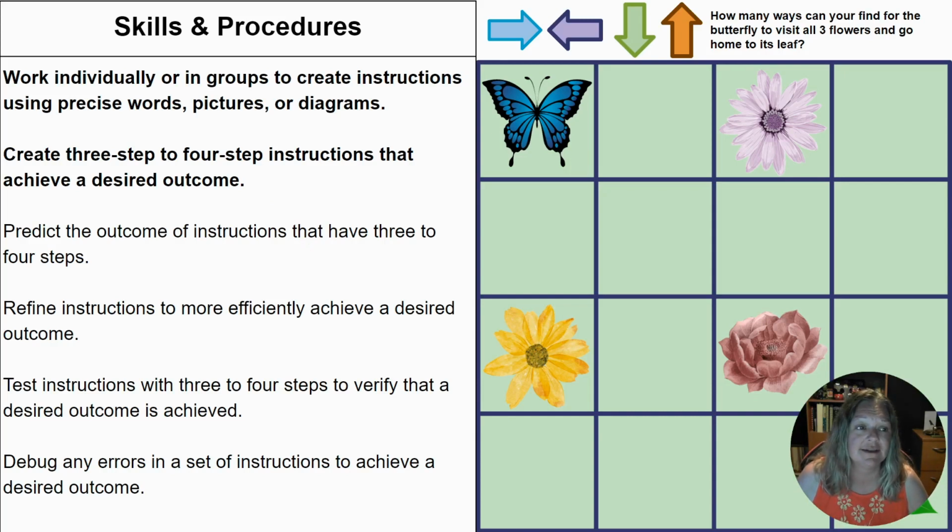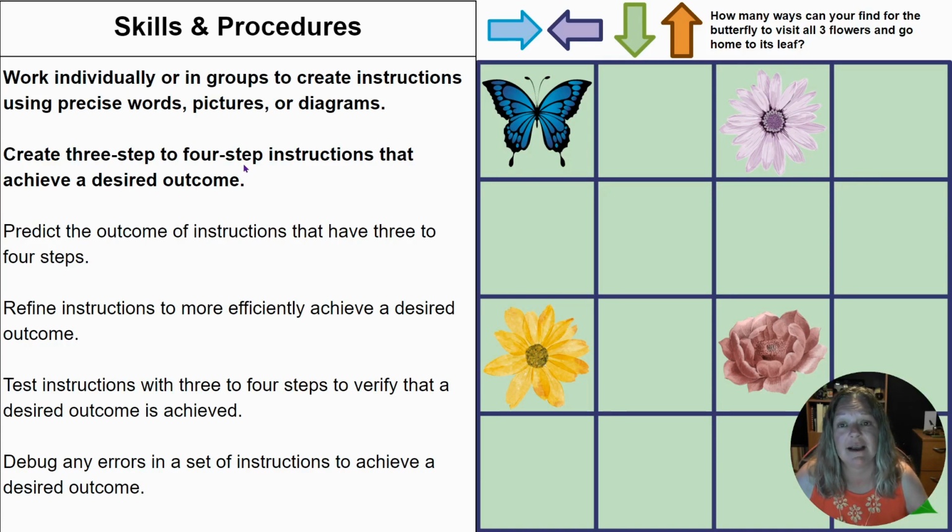I would be inclined to say to work individually and in groups, because the more we do it, the better we're going to cement that skill in and help the students with their computer science in the future and give them opportunities to learn and work with it in different ways. So working individually or in groups, we're going to create instructions using precise words, pictures, or diagrams. And then the next one about creating 3 to 4 step instructions.